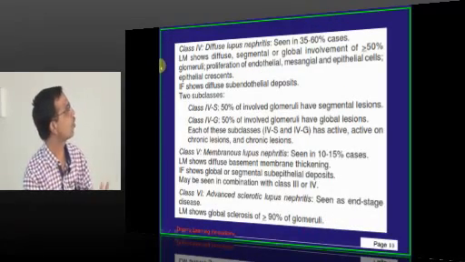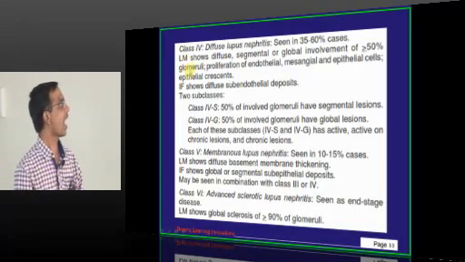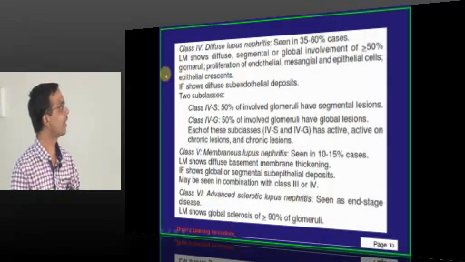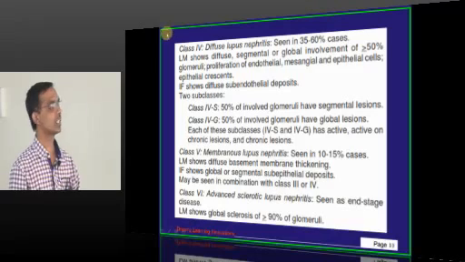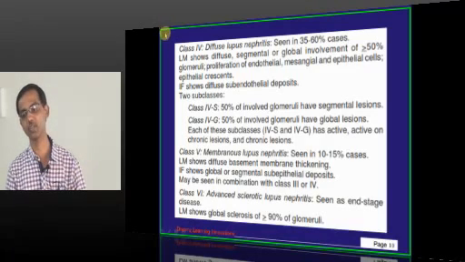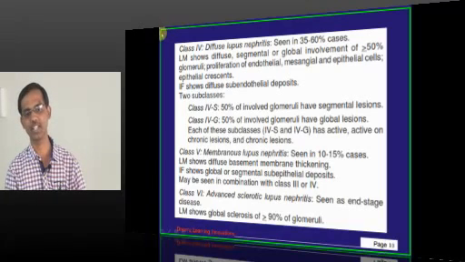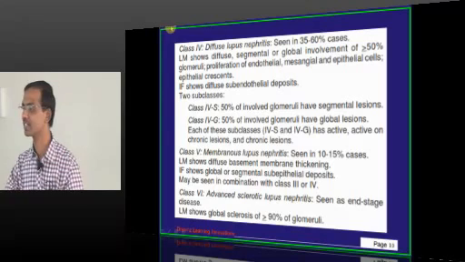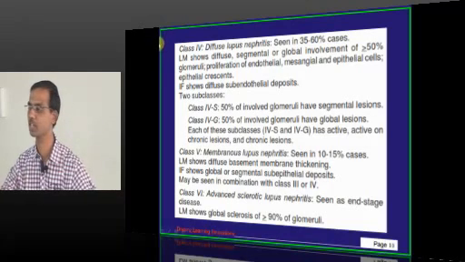Class 4 is diffuse lupus nephritis. This has more than 50% glomerular involvement. It shows subendothelial deposits mainly. This is seen in the majority again. Class 3 and 4 are the majority. 35 to 60% of SLE patients will show class 3 and class 4. Any patient can have simultaneously 3 and 4 changes. Both changes can be present, some areas 3 and some areas 4.